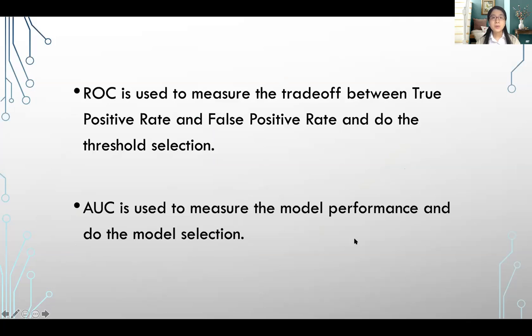To summarize, ROC is used to measure the trade-off between the true positive rate and false positive rate and then do the threshold selection. And AUC is used to measure the model performance and do the model selection between multiple models. I'm pretty sure we are going to get to know more in our following courses. So this is my presentation. Thank you for listening.